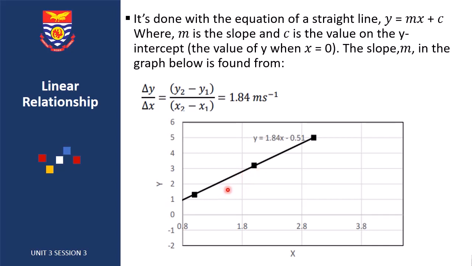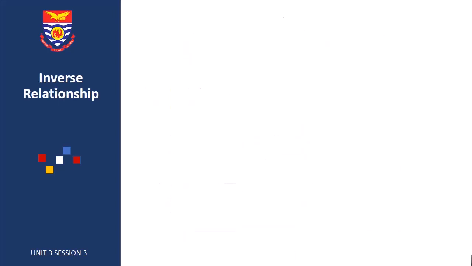Now, when you compare this equation, y = 1.84x - 0.51, to the equation of a straight line, we can see that the slope, which is m, is 1.84 and the intercept is negative 0.51. So the linear graph, which gives a linear relationship, is one form of graph that we are likely to meet in physics.